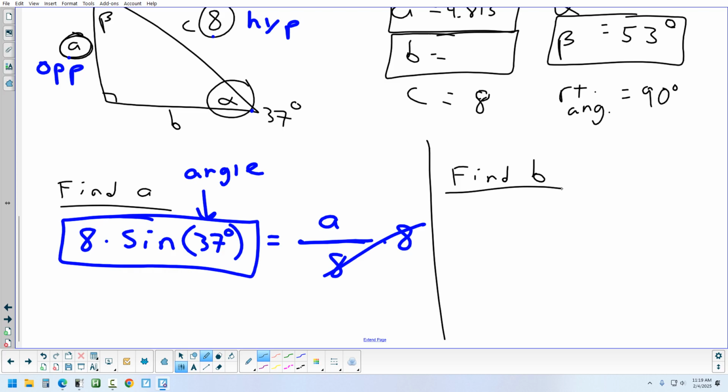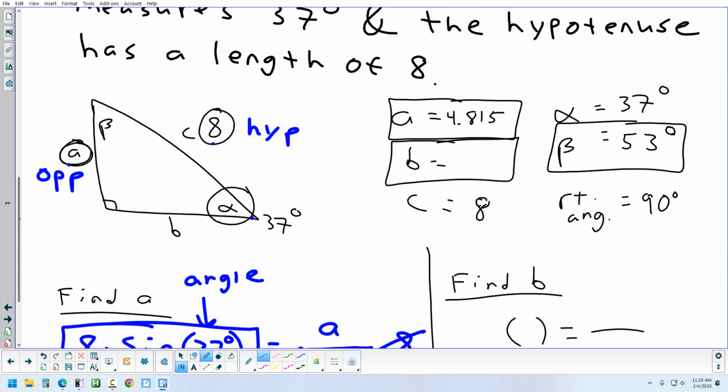Okay, so let's find B. So we're going to set up another trig function, but I need to figure out which one it is. We haven't labeled B yet. Now we're going to find B. We're using the same reference angle, and we're still using the given. What is side B? Opposite, adjacent, or hypotenuse? That's adjacent.